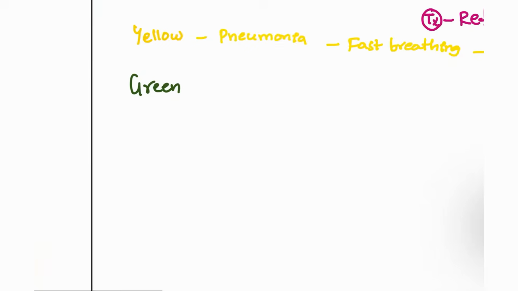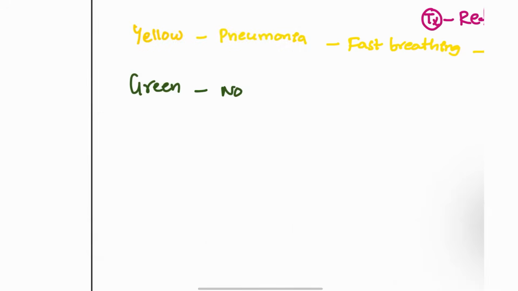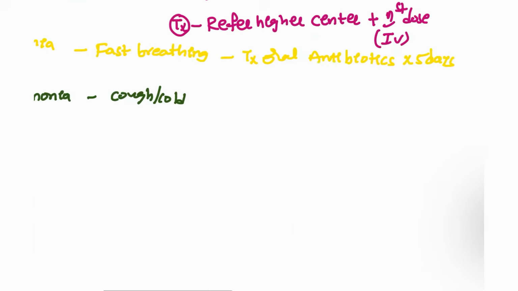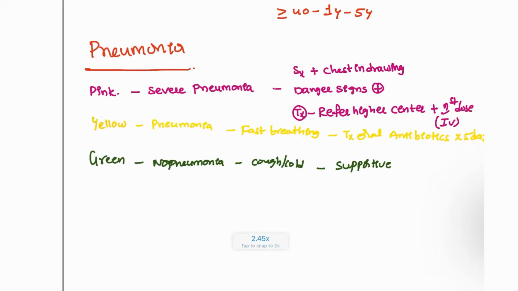Next one. This is the green category, no pneumonia. The patient will only have cough or cold, generalized symptoms only. For this patient, supportive treatment: breastfeeding should be given, and antipyretics if fever is coming. Common symptoms will be managed with supportive treatment according to the pneumonia guidelines.